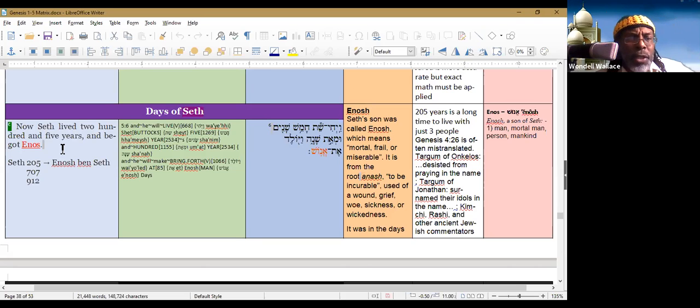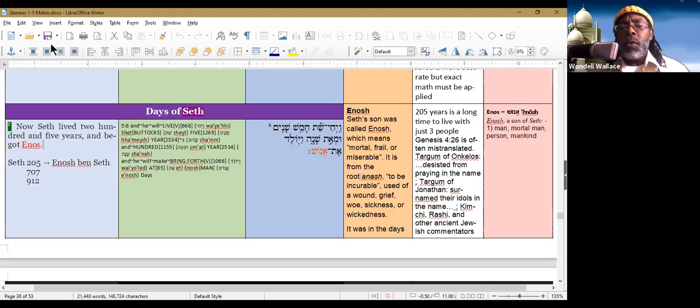Let me see. So I keep seeing this word buttocks. What? And he will live, Seth, buttocks. The heck?